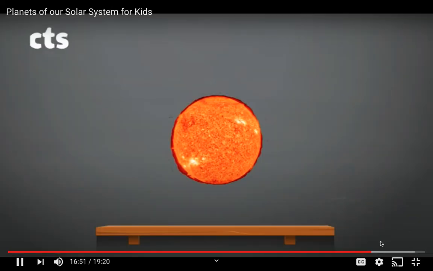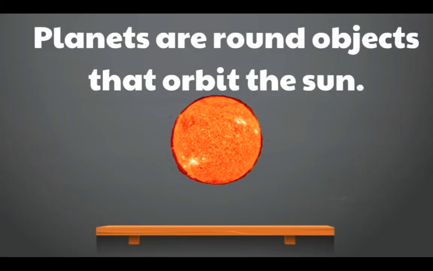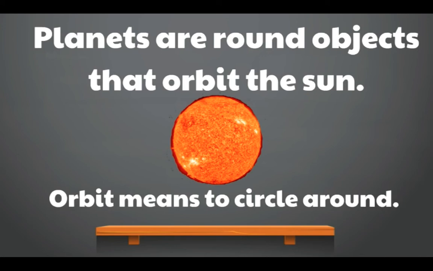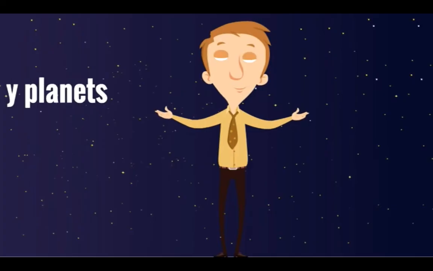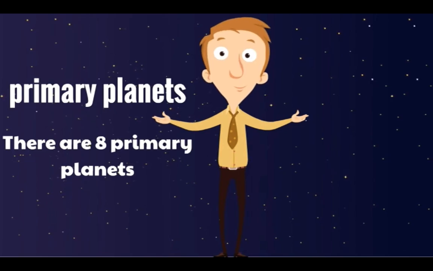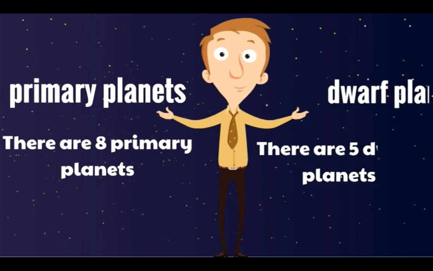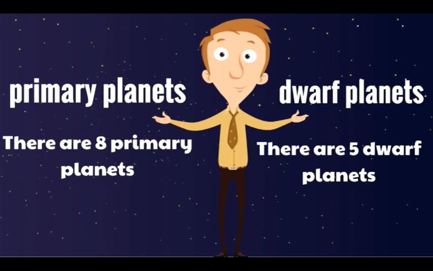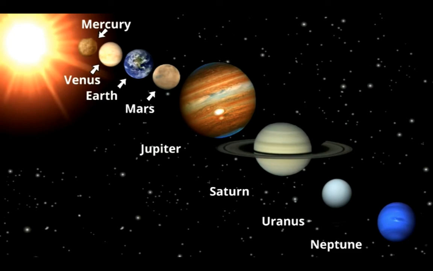Today we learned planets are round objects that orbit the sun. The word orbit means to circle around. Basically, the planets are round objects that go around the sun. We learned there are two types of planets, primary planets, and there are 8 primary planets, and dwarf planets. There are 5 dwarf planets. And here are all 8 primary planets. They're familiar friends now: Mercury, Venus, Earth, Mars, Jupiter, Saturn, Uranus, and Neptune.